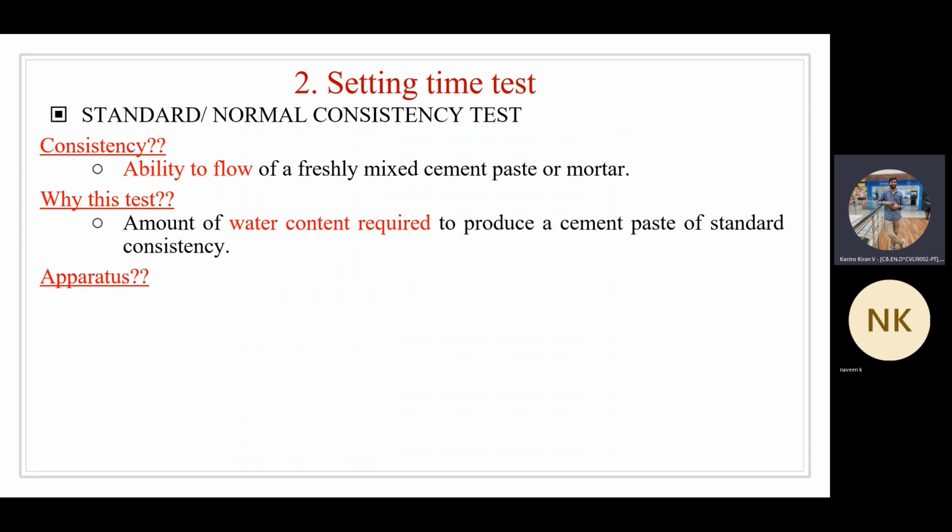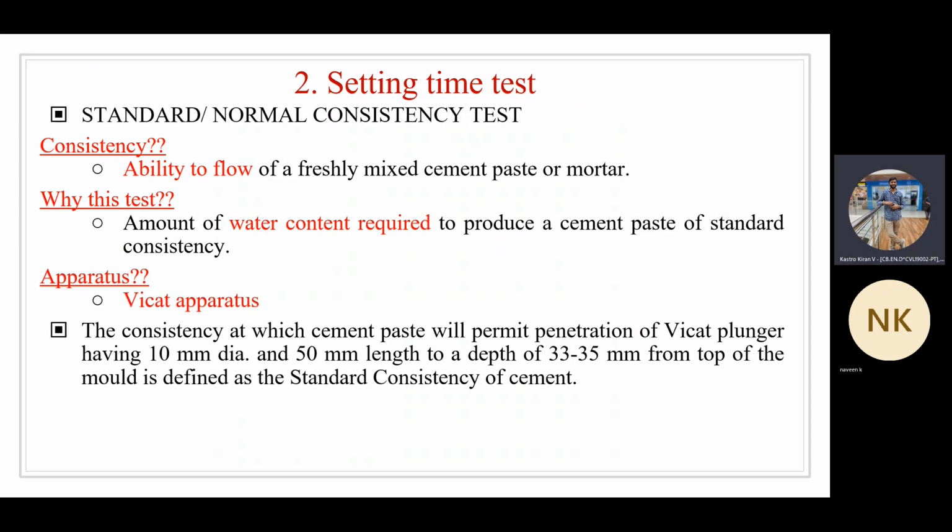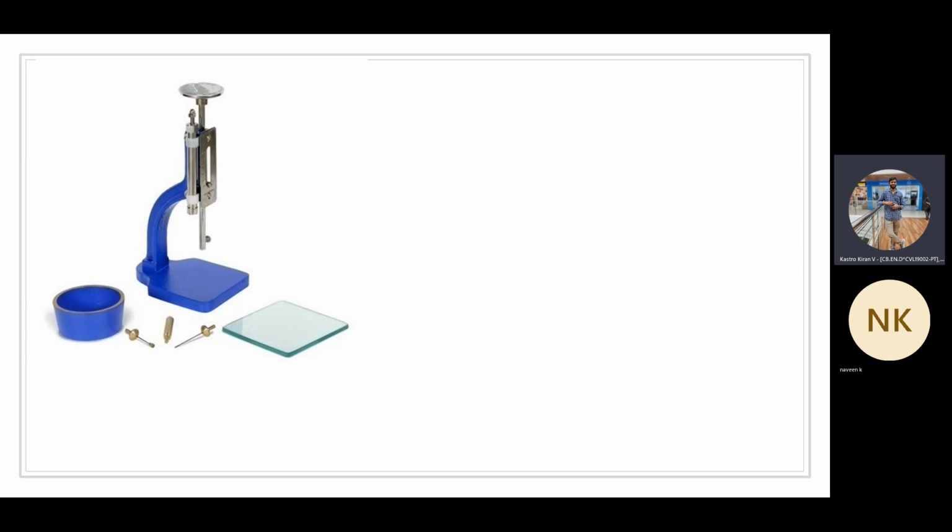Now, in this test, we have three different needles. We have one apparatus which is called the Vicat apparatus. I'll show you that. So this is the Vicat apparatus. You can see a reading scale, a small cement paste mold, a glass plate, and three needles that are available.